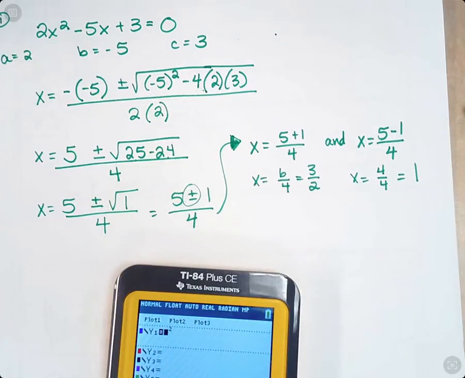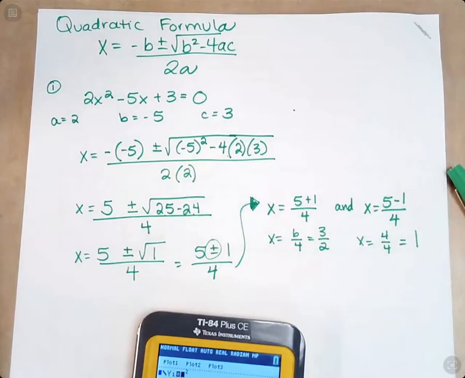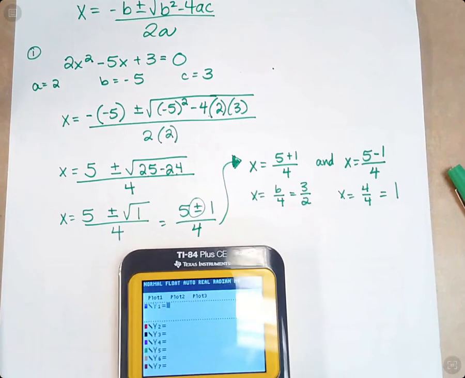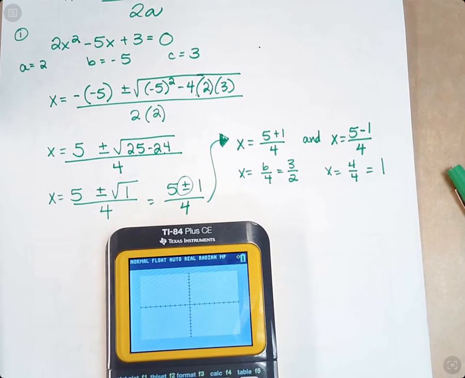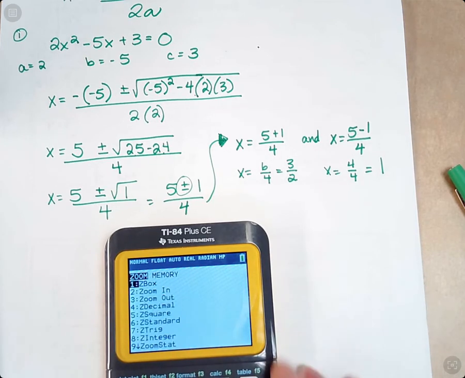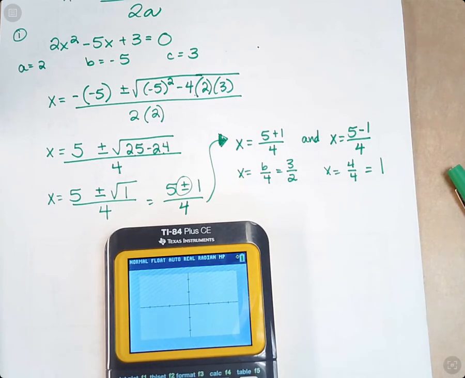And we can check our answer. So get your calculator out. Let's check our answer. We're going to go to y equals, plug it into graph. Two x squared minus 5x plus 3. Graph it. And so we look at our 2. I'm going to go ahead and zoom in so I can see it better.